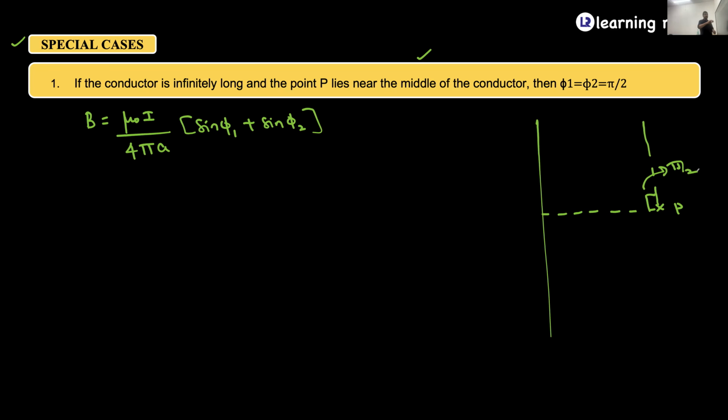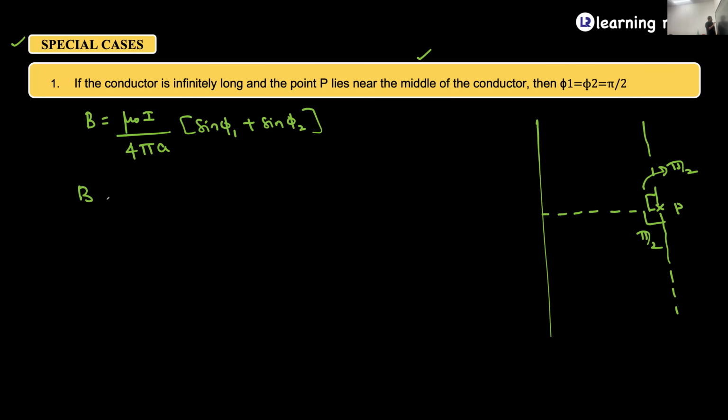Similarly, what will happen to phi2? Phi2 will also keep increasing in this direction, and at one point it will become pi by 2 with a minus sign. But here a point to be noted is, since in the derivation itself we already used a minus sign, don't use a minus again. So just take that pi by 2 and substitute it.